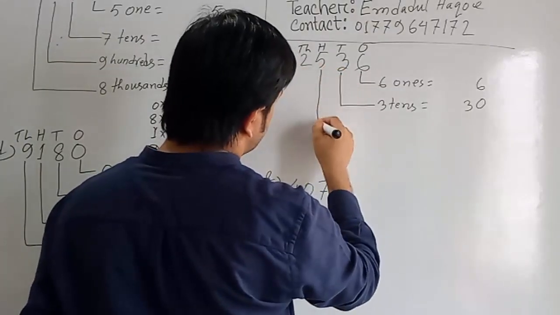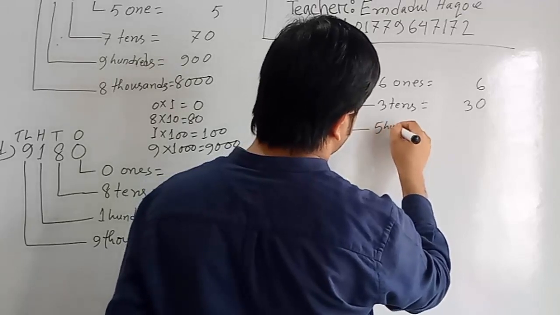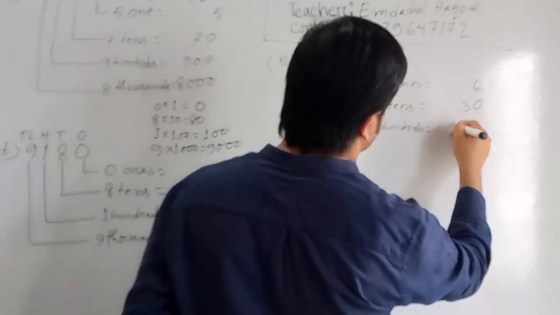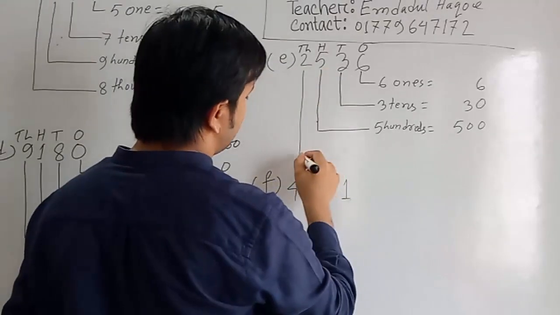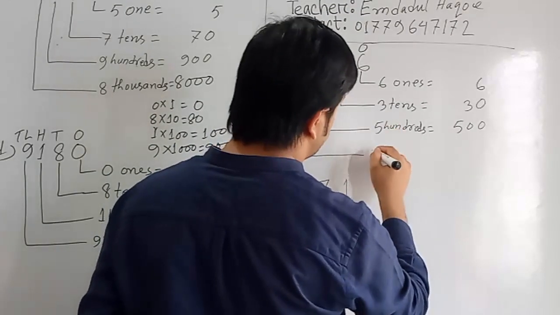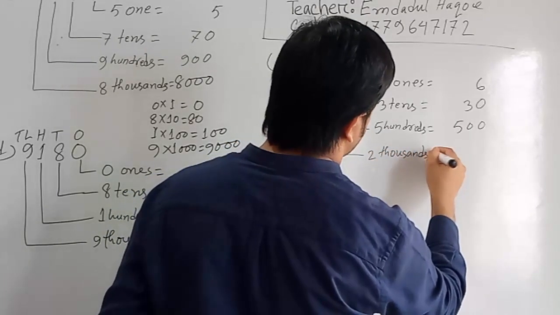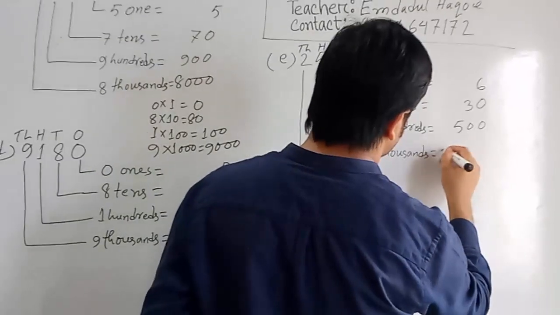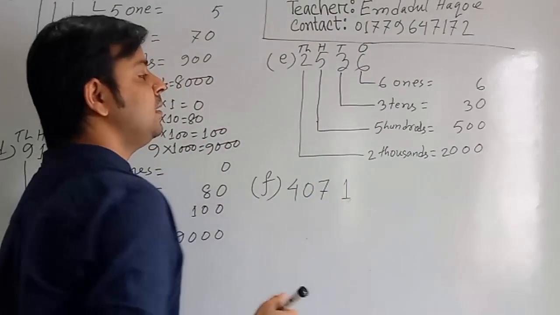And value of 5. 5 is in hundreds position, so we can write 500. If we multiply 5 by 100, it will be 500. And the value of 2. 2 is in thousands position, so we can write 2000. If we multiply 2 by 1000, it will be 2000. So you can say place value of 2 in this number is 2000.